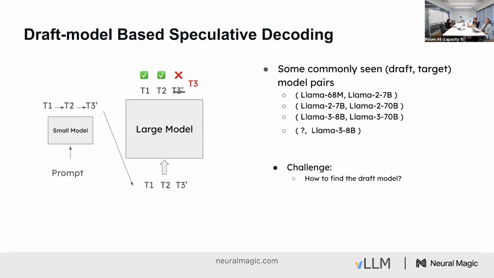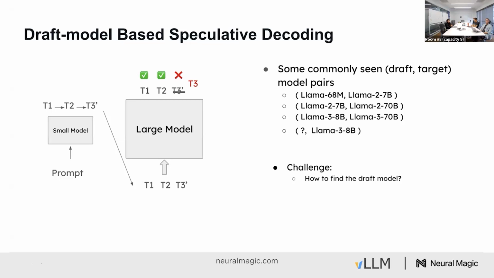Actually, we find it's a tricky question, because, for example, we haven't found a very good draft model for the Llama 3 8B model. The reason is we cannot use the draft model we use for Llama 2, because Llama 2 and Llama 3 have different vocabulary sizes, and speculative decoding requires the 2 models to share the same vocabulary. So it's a real challenge, right? How do you find the draft model?